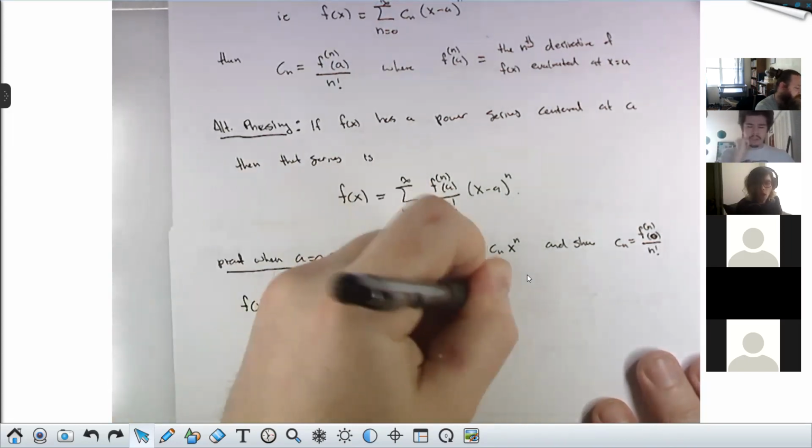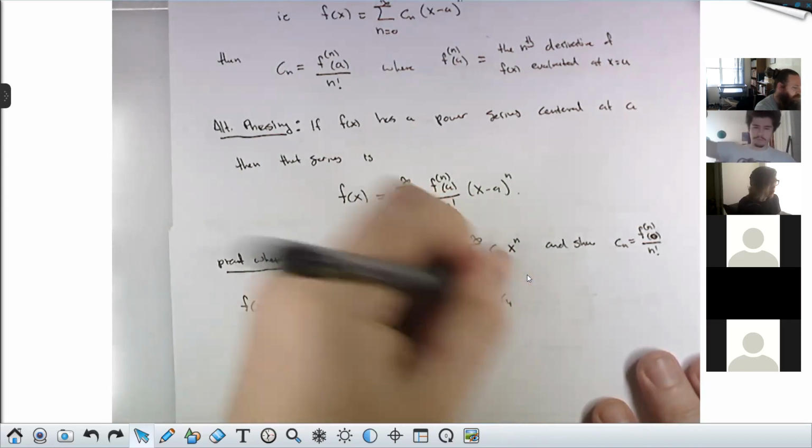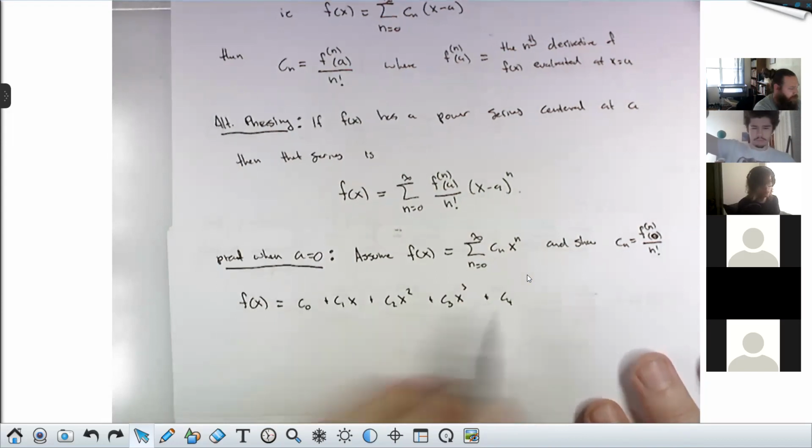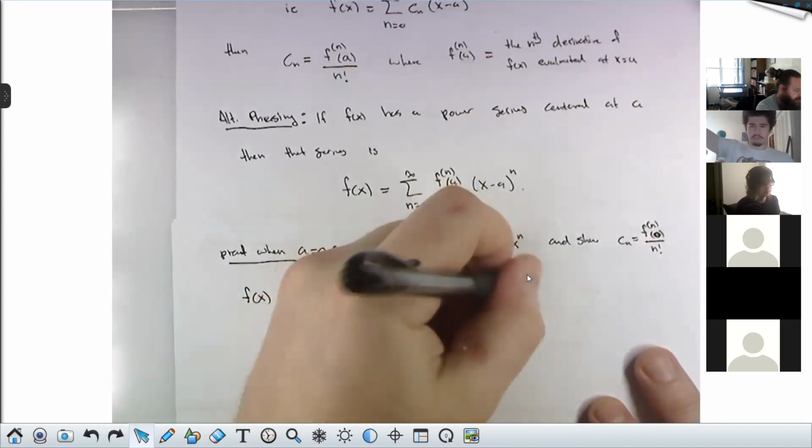c3 x cubed. My Calc 2 professor always made the horrible joke that C4 was the dangerous coefficient, like the explosive C4. I'm so sorry, but I just can't help it.